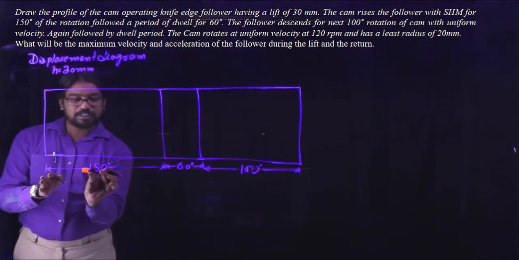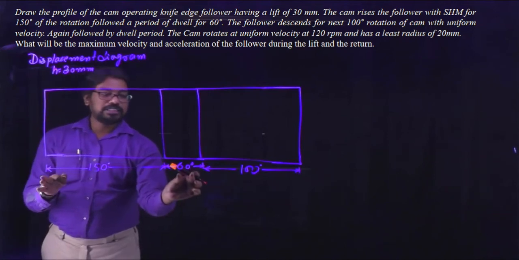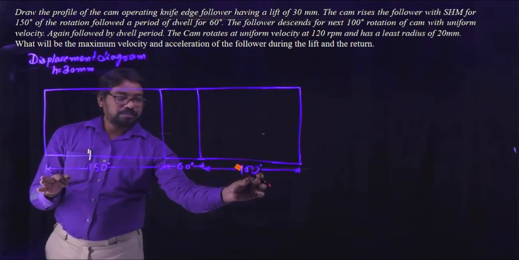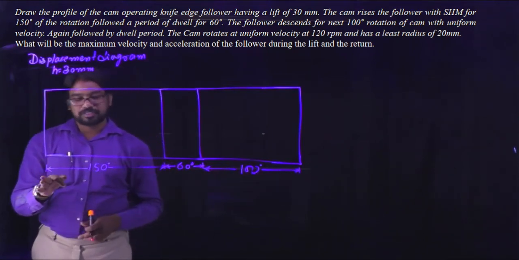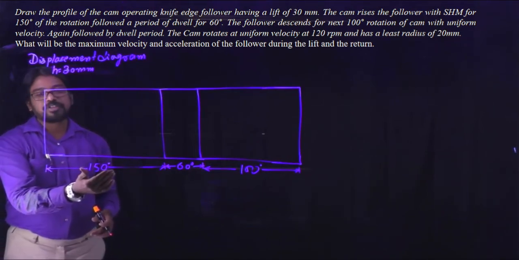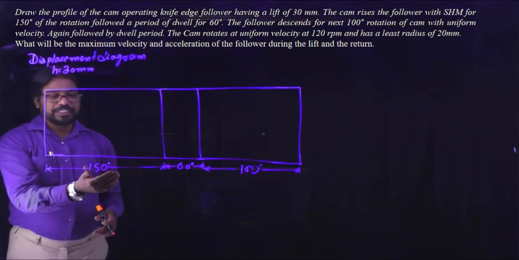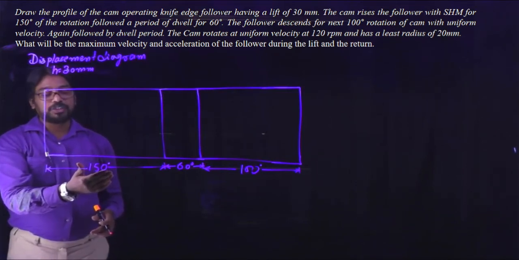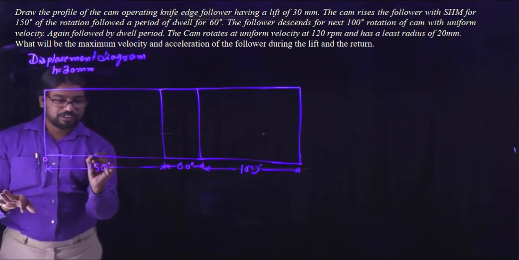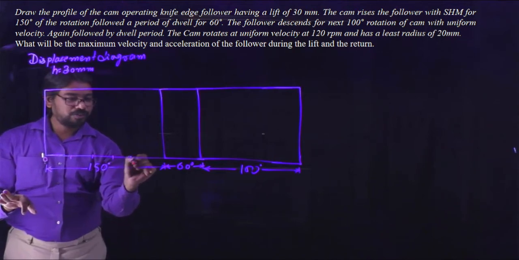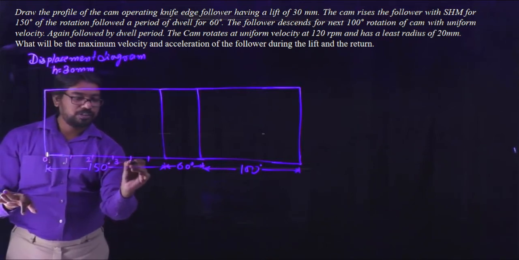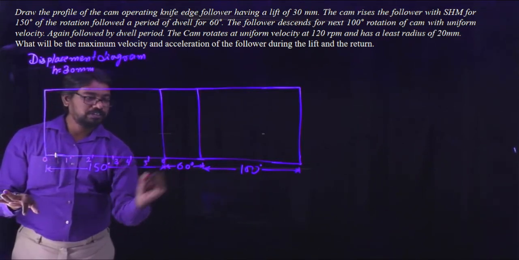This 15 centimeter represents 150 degrees. This 6 centimeter will represent 60 degrees. This 10 centimeters will represent 100 degrees. This 150 is nothing but 15 centimeter. This 15 centimeter we are going to divide into 6 equal divisions. So first is 0, 1, 2, 3, 4, 5 and 6. Let us write 1, 2, 3, 4, 5 and 6. Clear?